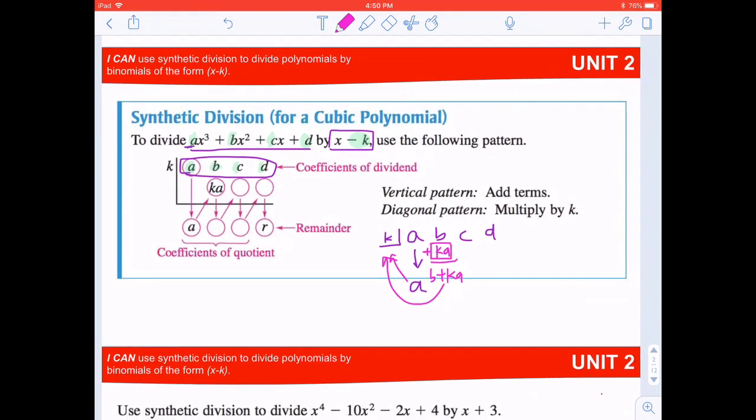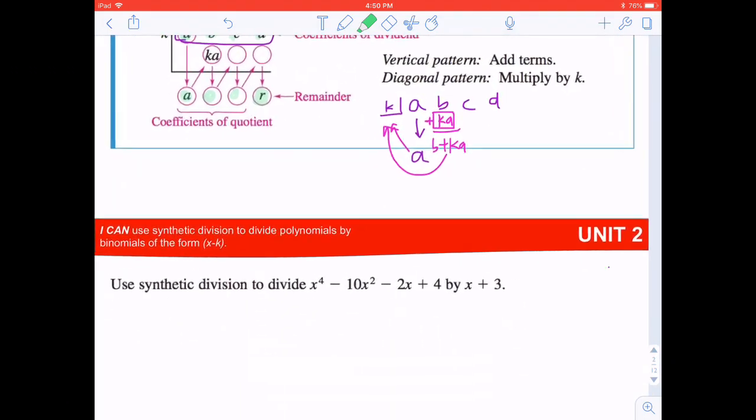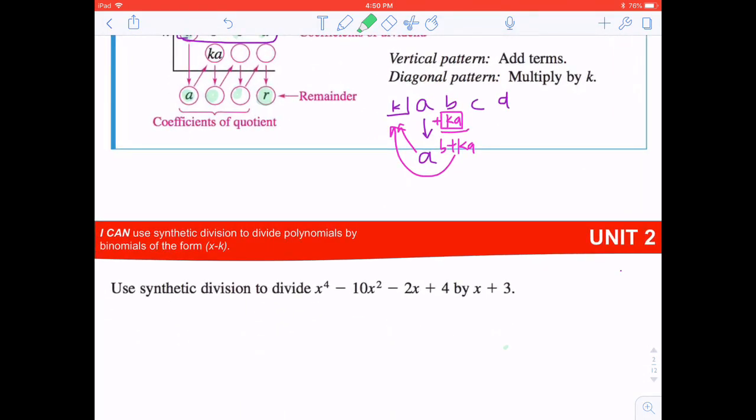So that's the pattern. We call this little number right here, whatever you end up with at the end, the remainder. And we're going to talk more about what that remainder represents, but that would be our remainder. And these here end up being the coefficients of your quotient. And we'll see in this example how that all works out.